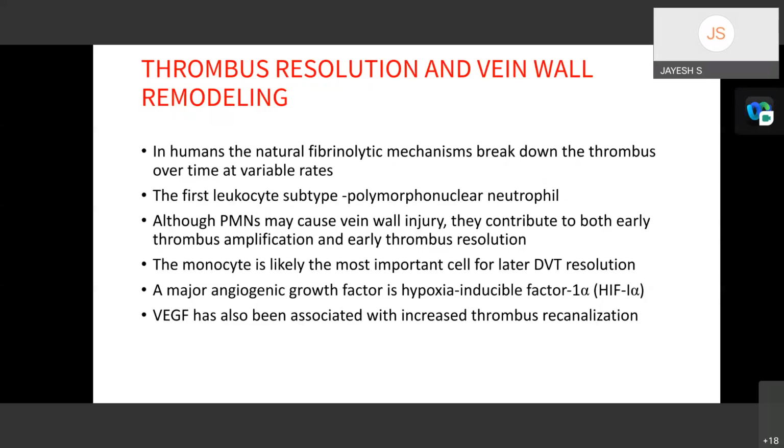The first leukocyte subtype to get recruited to the thrombotic site is the polymorphonuclear neutrophil. The neutrophil can cause vein wall injury and increased thrombus formation, and then it will cause early thrombus resolution. Then the monocyte is recruited after the neutrophils have been recruited, and then there may be increased production of growth factors like hypoxia-inducible factor 1 alpha and vascular endothelial growth factor.